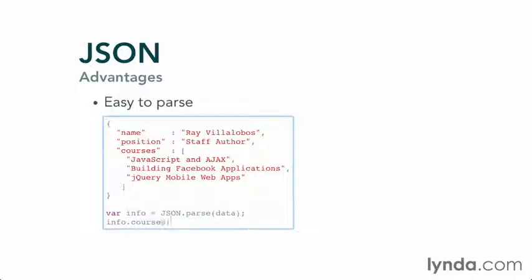info.courses and then specify an item in the array. So you could say item number 1, and it would output the second item because arrays are zero index. So this would be building Facebook applications.